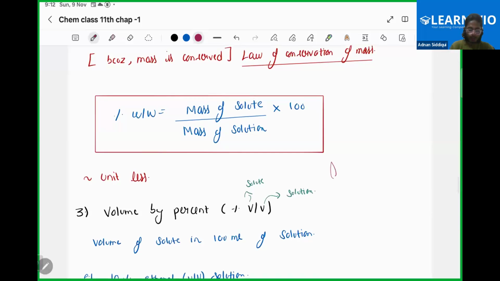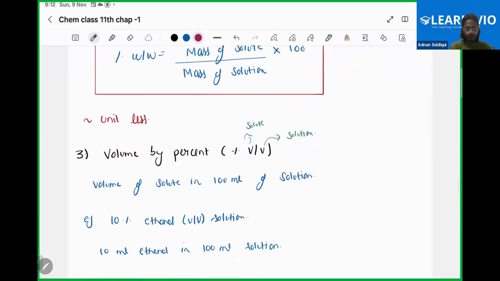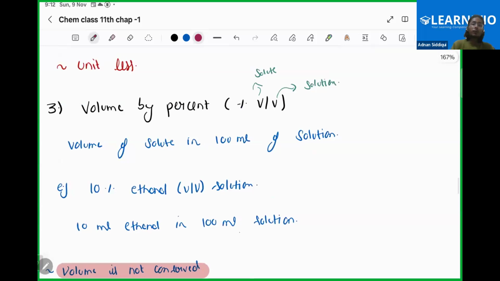We have to start from here in today's class, right? Volume by volume percentage is very similar if you compare it with mass by mass. If you are seeing volume by volume, your solution is again fixed. But as we are talking in terms of volume, we are not going to use gram. We are going to use milliliter, because volume is measured in milliliter or liter. If I'm saying 10% ethanol volume by volume solution, that means 10 ml ethanol is present in 100 ml of solution, right?